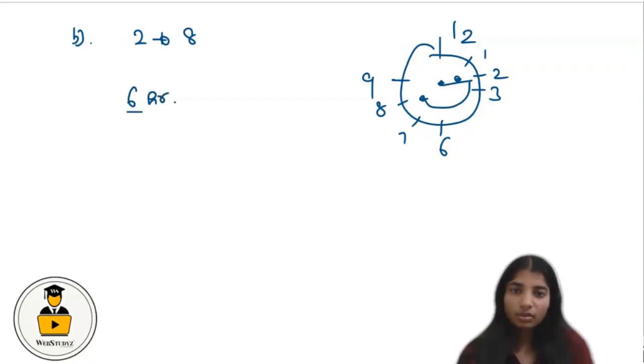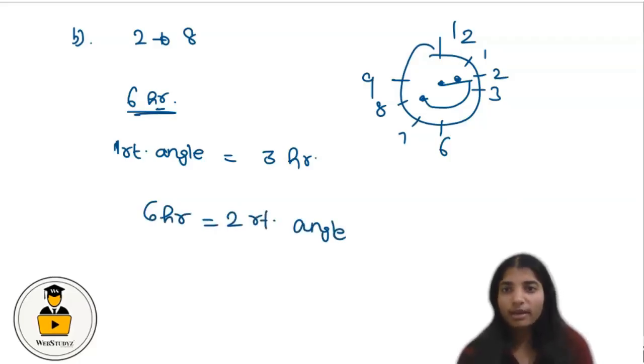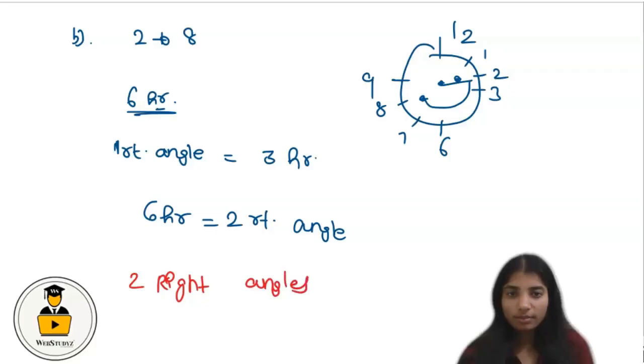We can say that the clock moves 6 hours, and we know that one right angle, as we just discussed above in the first part, is equal to 3 hours. So if 3 hours is equal to one right angle, then 6 hours is equal to two right angles. So the clock will form two right angles. This is the answer to part B of this question.